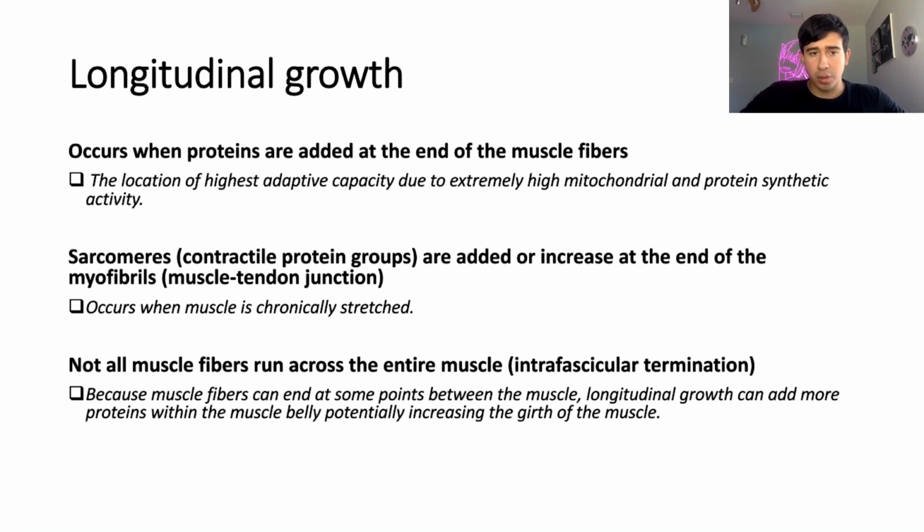Next up, we have longitudinal growth. Now, this occurs when proteins are added at the end of myofibers, or muscle fibers, sorry. And what's interesting is that the location of the highest adaptive capacity, due to extremely high mitochondrial and protein synthetic activity, is the end of those muscle fibers, right? The muscle tendon junction.